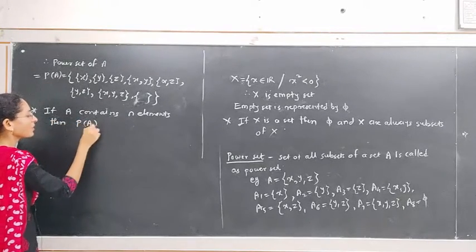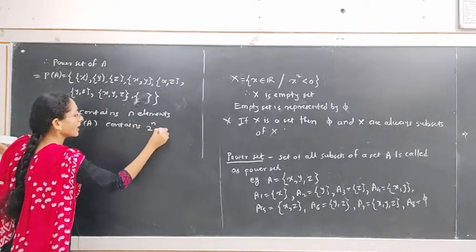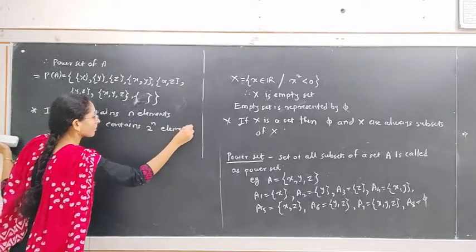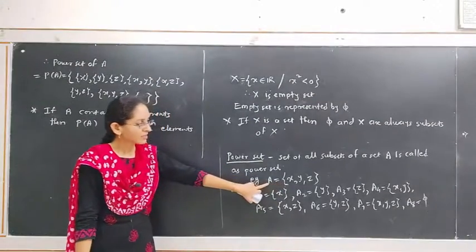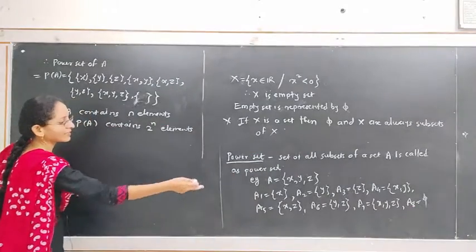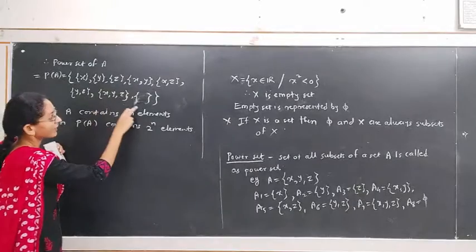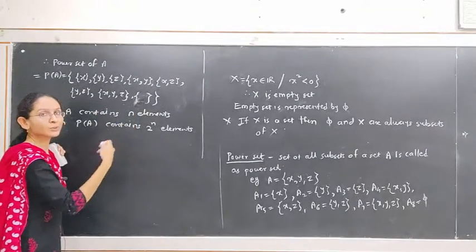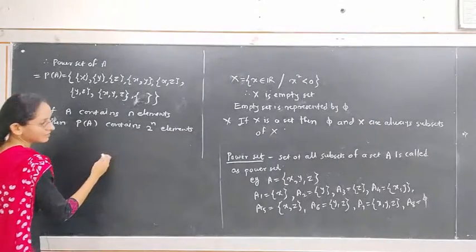The power set of A, P of A, contains 2 raised to n elements. Here, there are 3 elements belonging to set A. Therefore, the value of n in this example is 3 and the power set contains 8 elements, which is 2 raised to 3. In this example, the set A contains 3 elements.